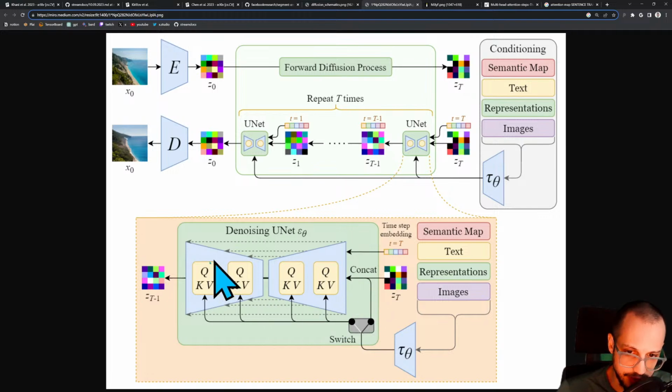So here they're talking about this part of the diffusion model, this UNet, which is actually the part that removes the noise from the actual image, although it's not actually the image. Right? Okay, going back to here.